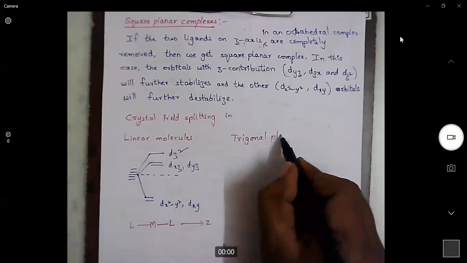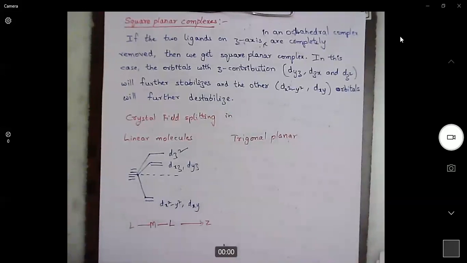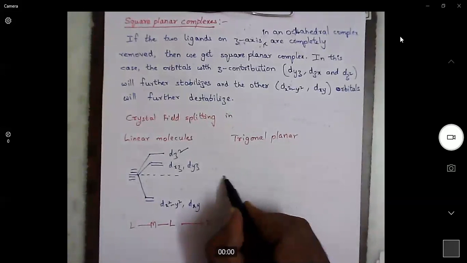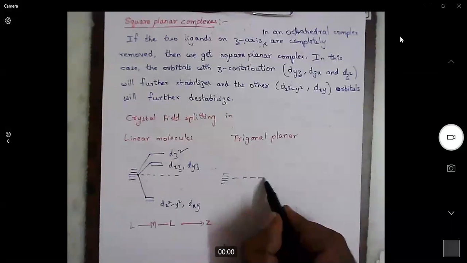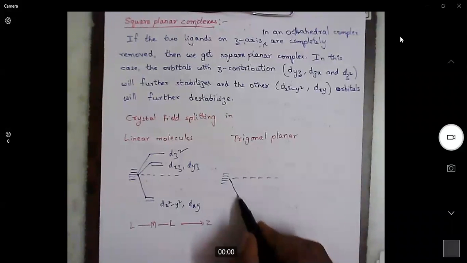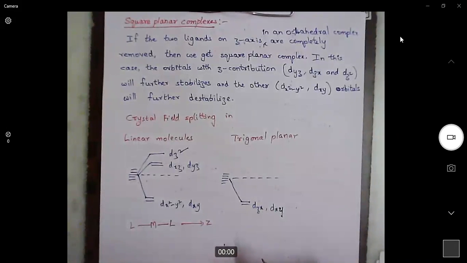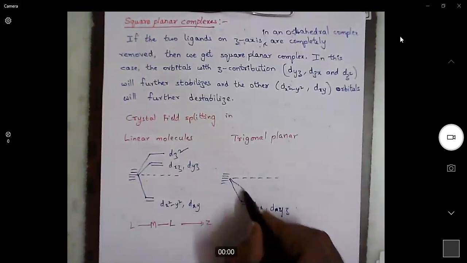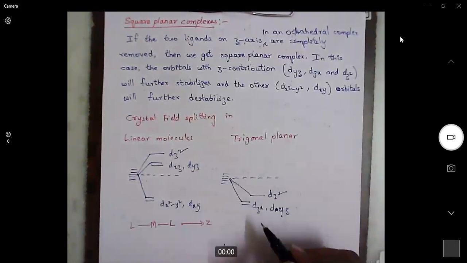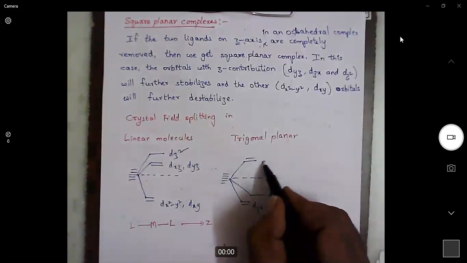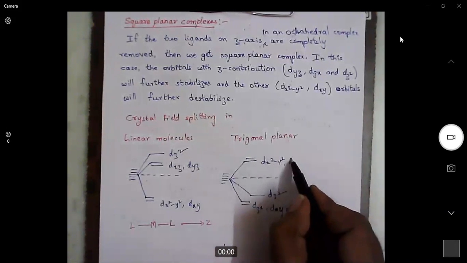Now we will look at trigonal planar. For trigonal planar: dzx, dxz, sorry, dyz, dzx, dyz, dz square, this is dx square y square, dxy.